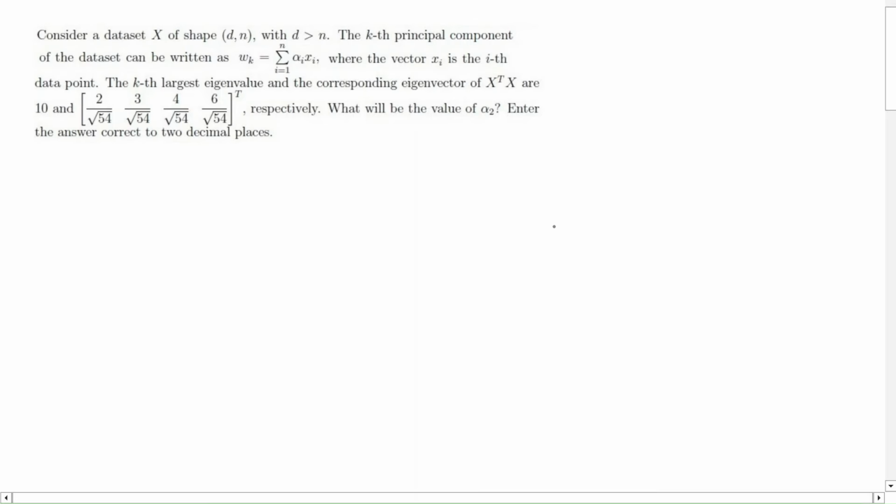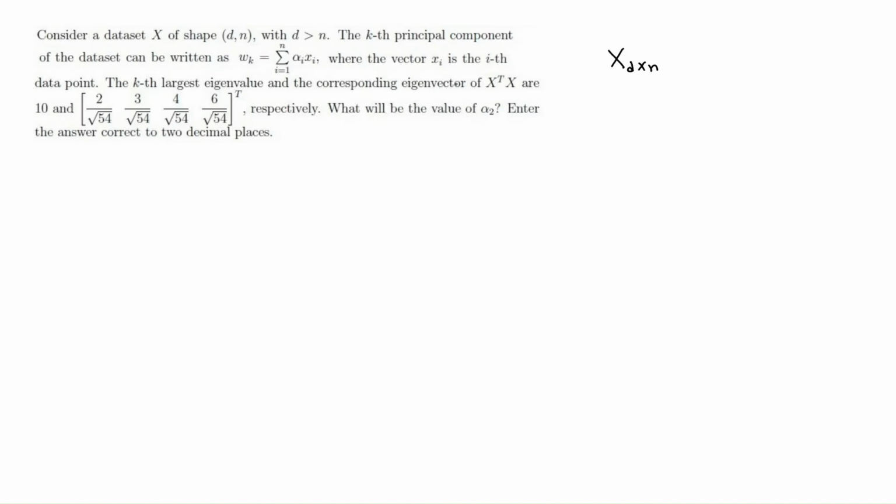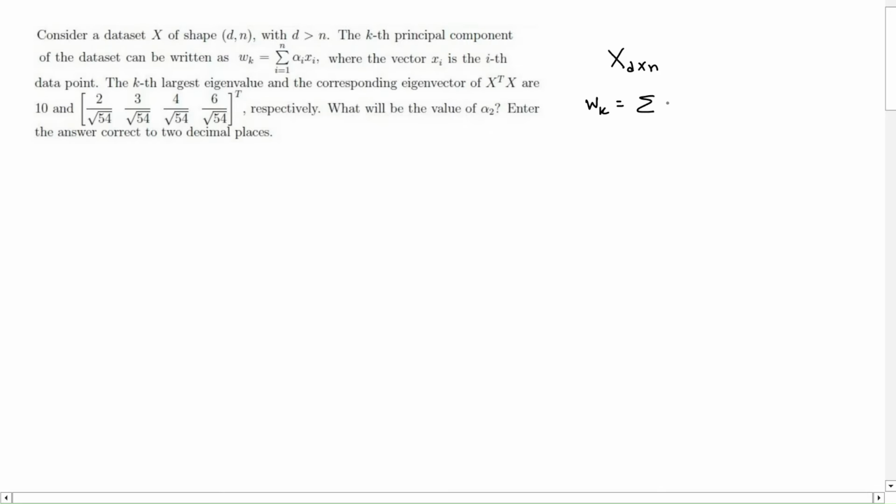Alright, so here we have a data set X of shape D comma N, which means there are D rows and N columns, and each column is a data point. Now it says that the kth principal component of the data set can be written as Wk equals summation of alpha i xi, where xi is the ith data point and alpha i's are all scalars. Now I can write it differently as X times alpha, where alpha is a vector comprising alpha 1, alpha 2 up to alpha n. The same thing, I'm just changing the notations.